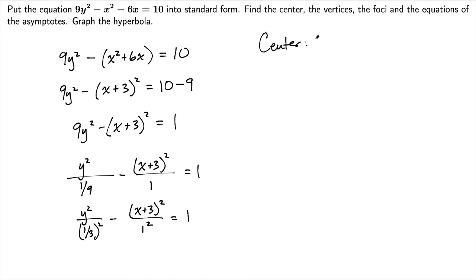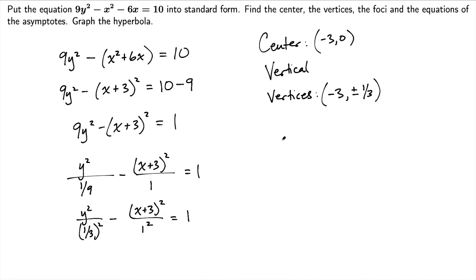So our center is at -3, 0. Because the y is coming first, this is a vertical hyperbola. So for our vertices, we have our center, but we'll move in the vertical direction. So we'll have our -3 and then 0 plus or minus the y number, which is 1/3.